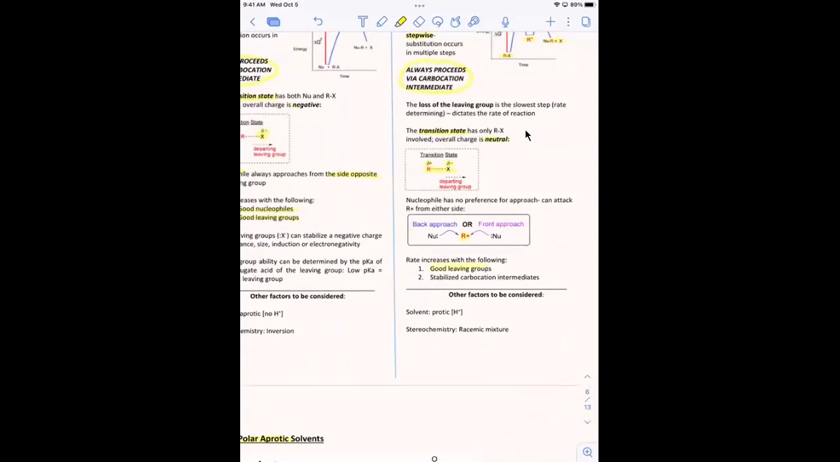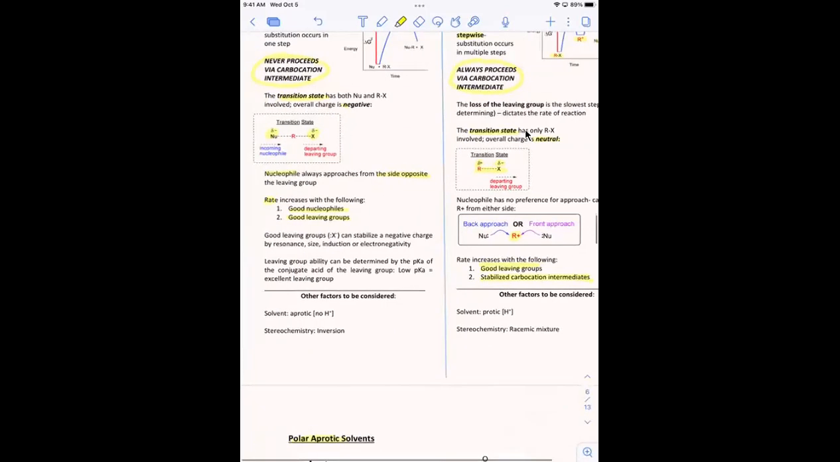Right, so good leaving groups and stabilized carbocations increase the rate of SN1. Good leaving groups and good nucleophiles increase the rate of SN2. And then we talked about the solvent already. SN2, we want to do in an aprotic solvent. SN1, we want to do in a protic solvent. Then inversion of stereochemistry versus racemization of stereochemistry.